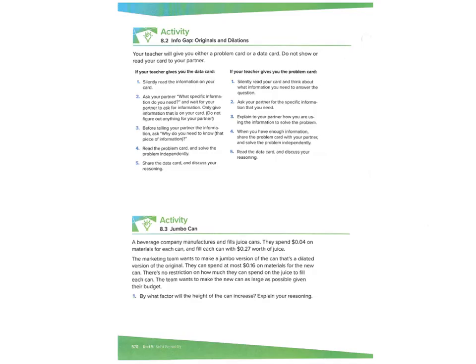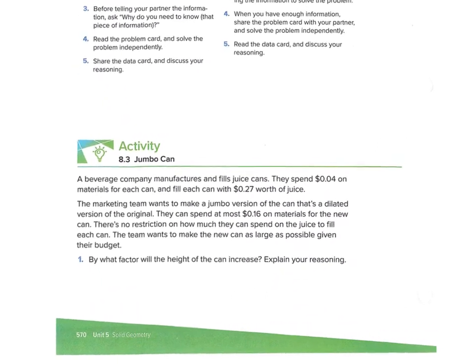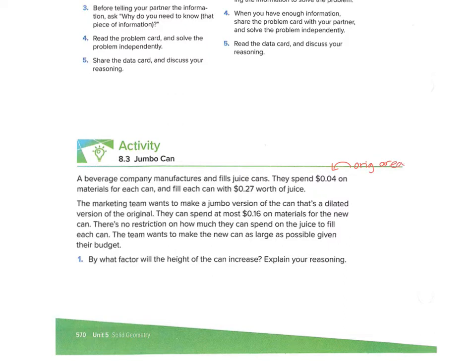I want to look at this jumbo can problem, and it says a beverage company manufactures and fills juice cans. It spends 0.04 cents on materials for each can. Okay, so the materials is the surface area of the can. It would be the metal or the aluminum or the cardboard or whatever packaging is creating the outside. So this is really an original area cost. It fills each can with 0.27 cents worth of juice.